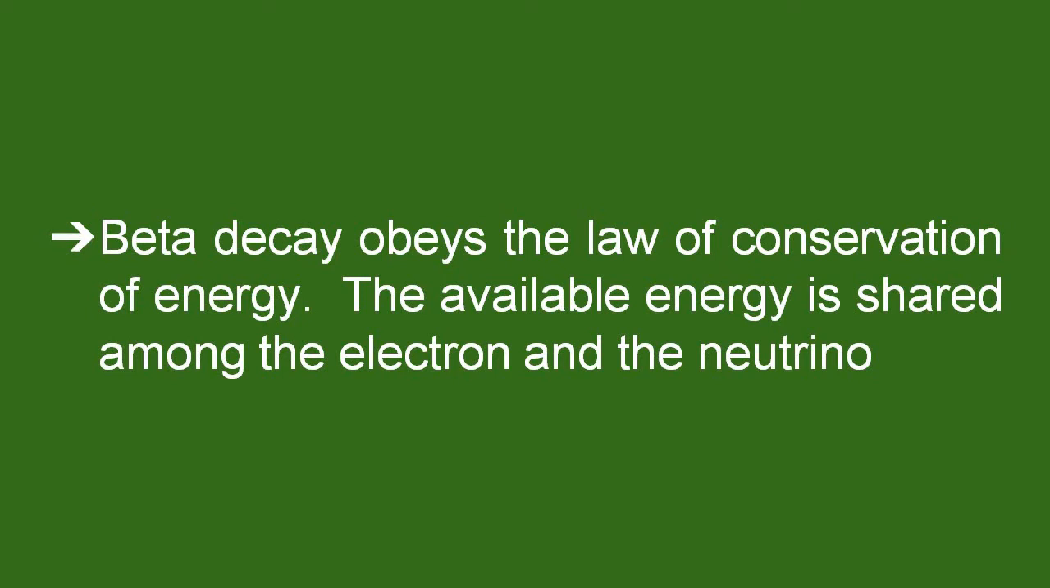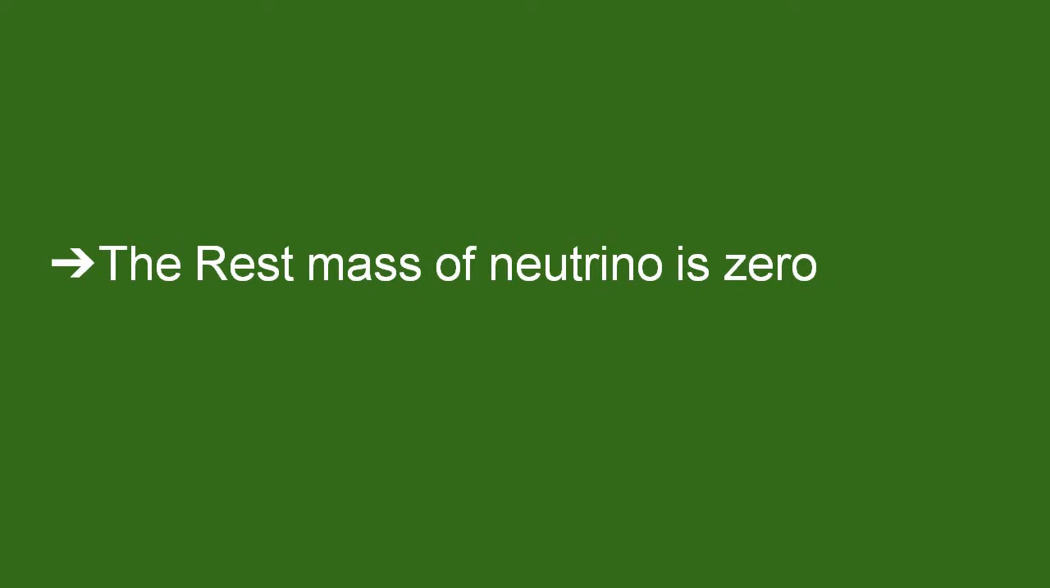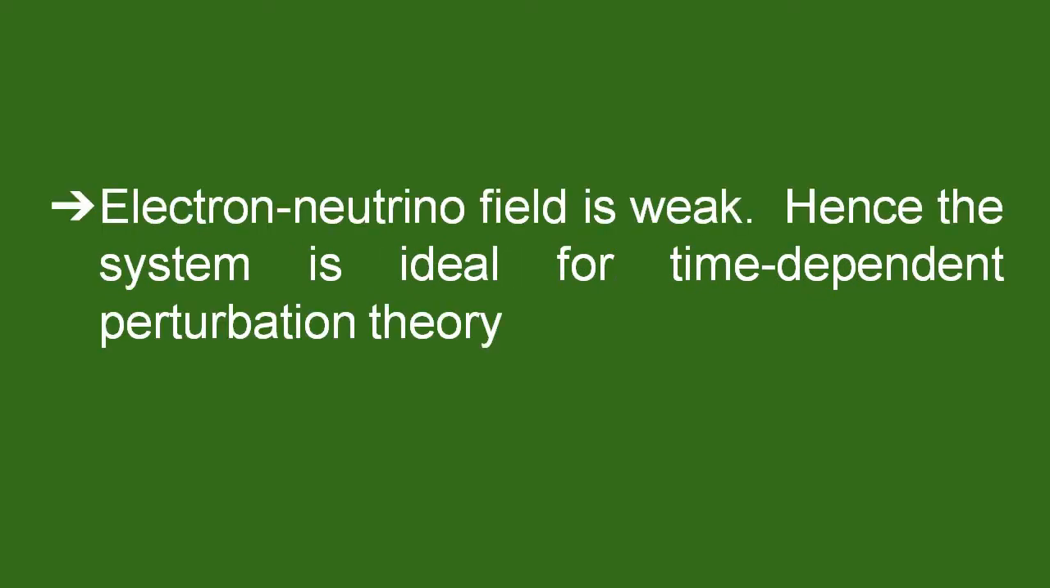Beta decay obeys the law of conservation of energy. The available energy is shared among the electron and the neutrino. The rest mass of the neutrino is 0.